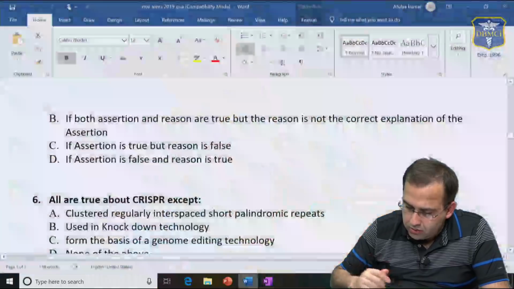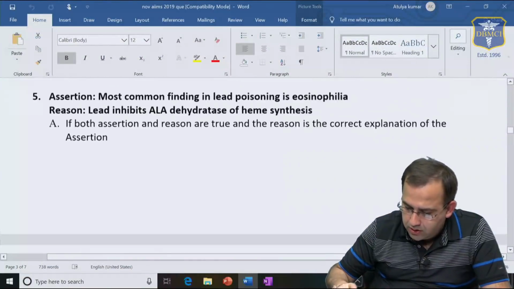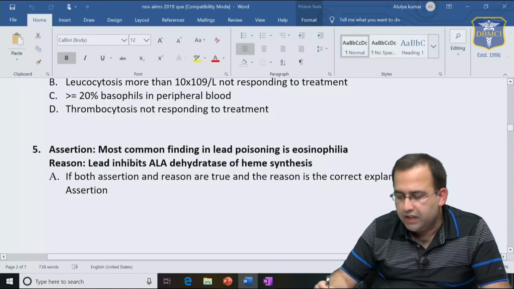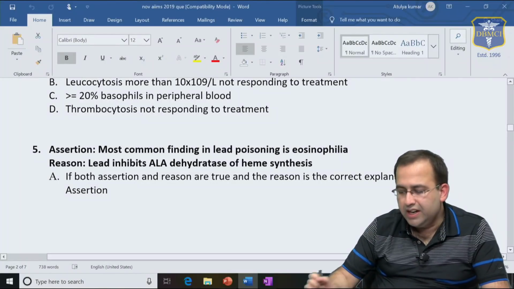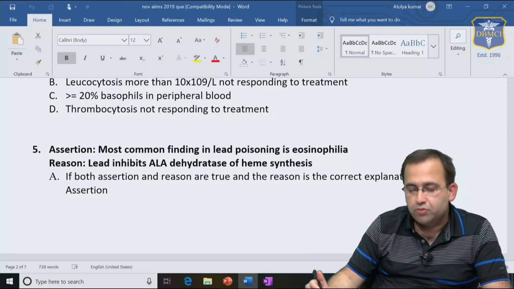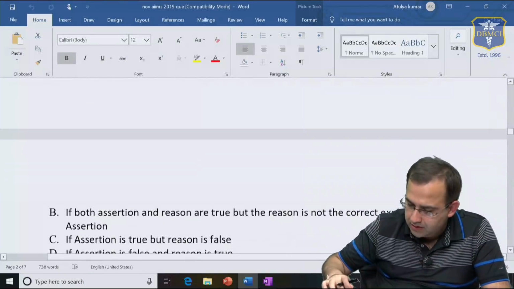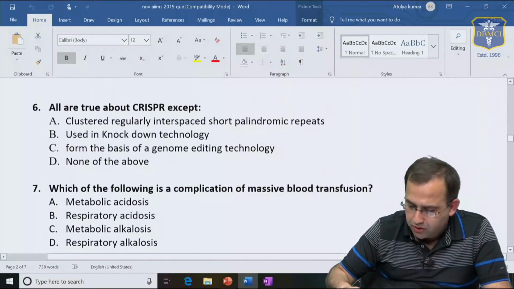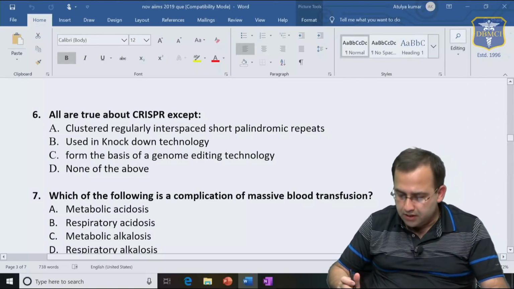So in this question, the assertion that the finding is eosinophilia was false, and that lead inhibits ALA dehydratase and heme synthesis was true. Next, this gets us to the next question, that is question number 6.